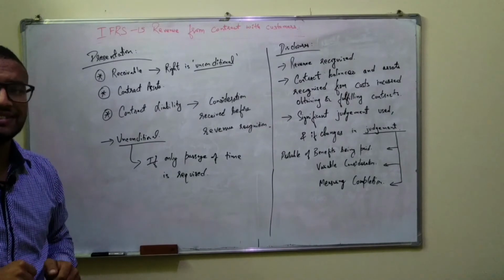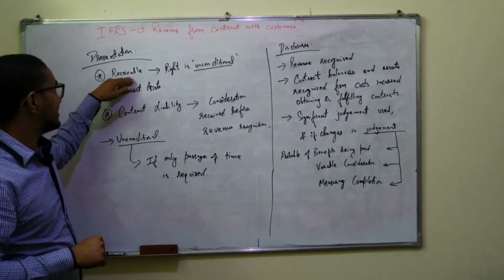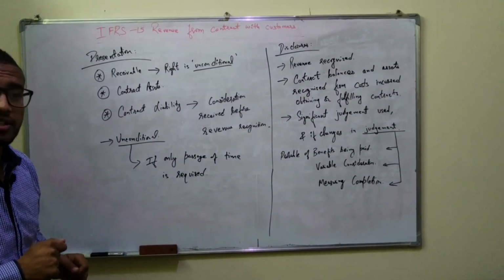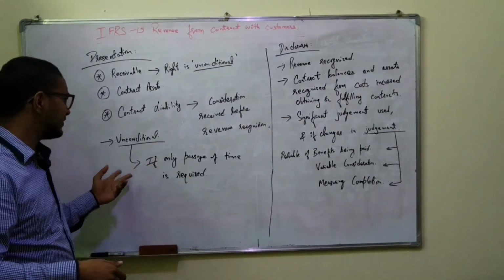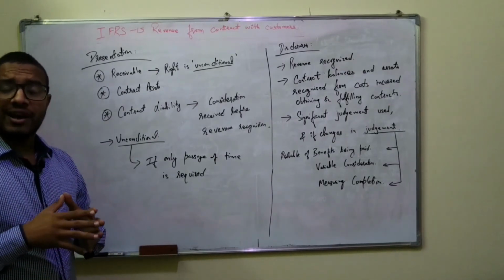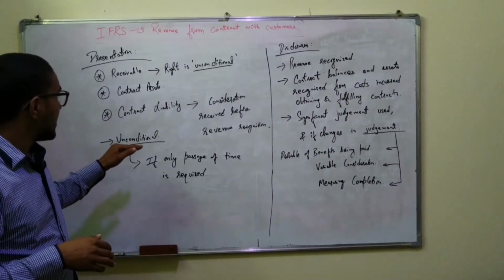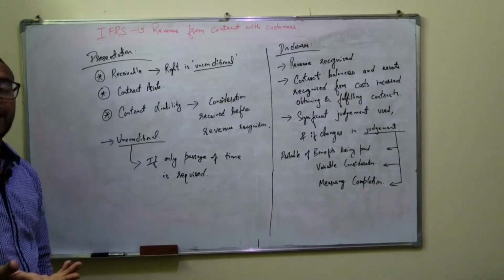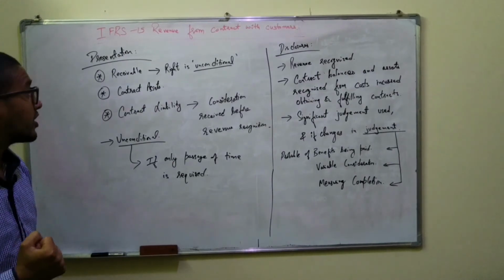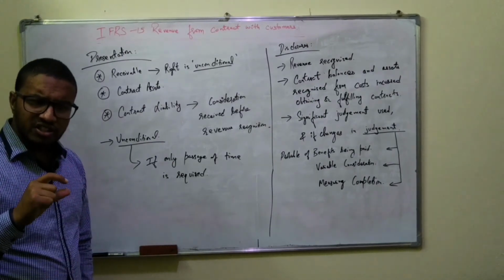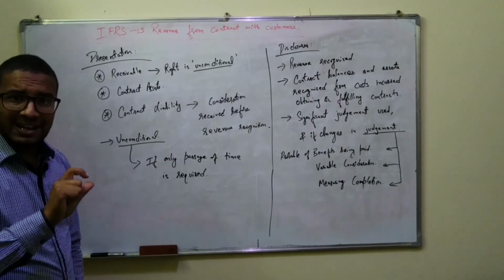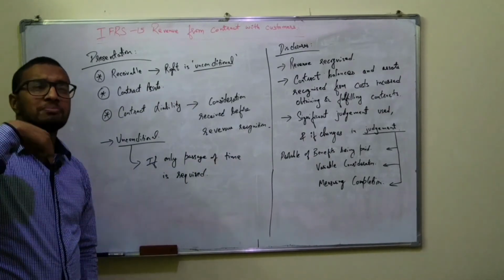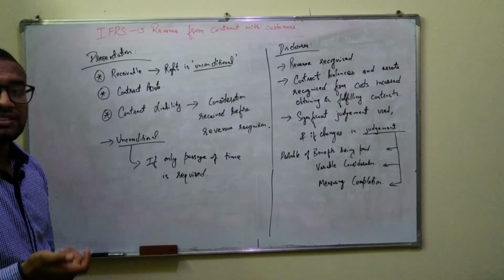So what IFRS 15 says is that you need to present it as a receivable when you have a right which is unconditional. So what is unconditional? Unconditional is a right for which only the passage of time is required for it to be recognized. So that is unconditional, okay. In the case of contract assets, you must do something else other than the passage of time.